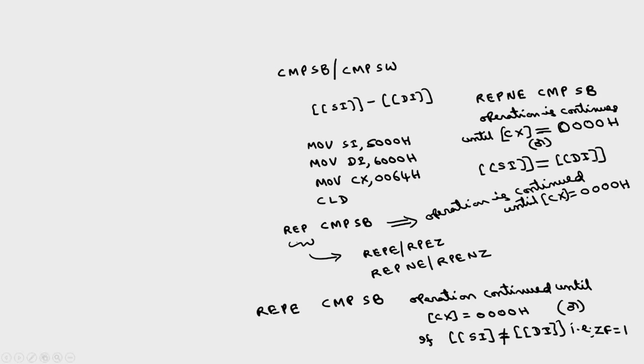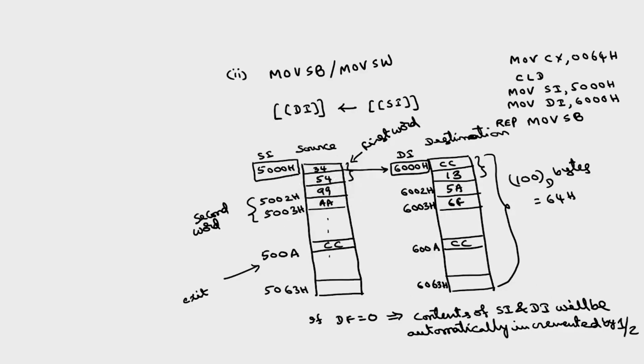If this is equal here, okay. That means this data is 34, this also should be 34, otherwise it will quit at the first byte itself. If this is 54, this also should be 54, then only it will continue, otherwise it will quit that comparison. Similarly, if this is 99, this also should be 99. So this will perform all the 100 comparisons if these two arrays of data are equal.